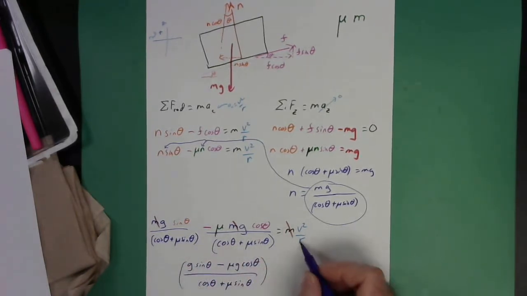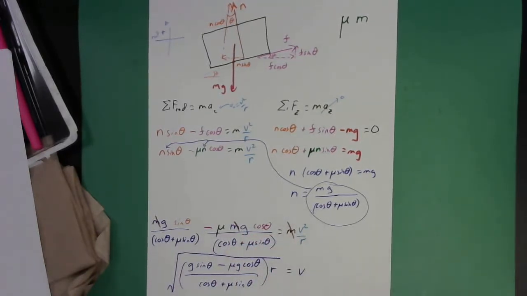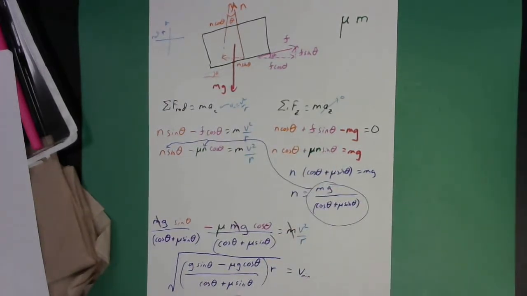Now, I'm going to move the r over, so I'm going to multiply by r, and then I want to find v, so I'm going to take a square root of this whole side, including that r. There we go. That is the setup. That is my answer. This is going to be that minimum speed I'm trying to find because I'm at the maximum static friction, barely holding it from sliding down. So I'm going to plug in my values and solve.